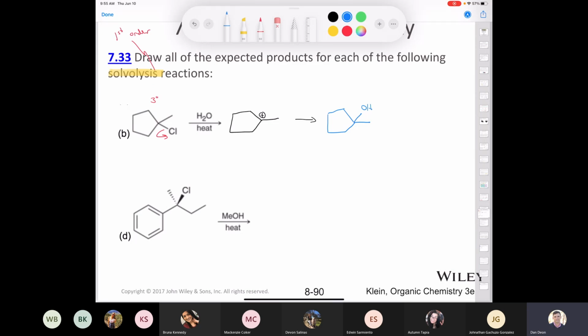We could also get elimination. There's two types of beta protons. There's these beta protons here, and these beta protons here. There's two here as well, but there's symmetry here. So if we pulled off the one in red, we would end up with this compound. We have the double bond here. And if we pulled off the one in green, we would end up with this compound like that. Out of the two alkenes, can anybody tell me which one would be the major alkene? Would it be the green one or the red one?